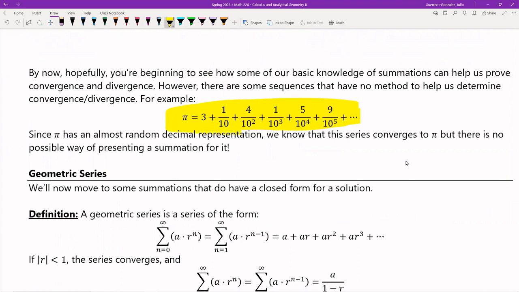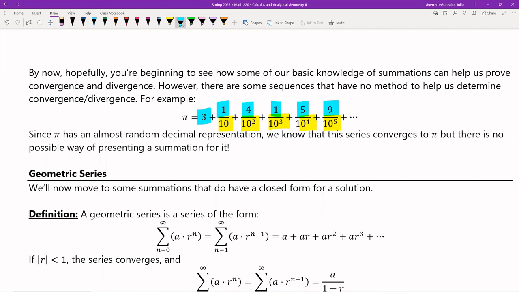Okay. This is a decimal representation of pi. If you take a look, the bottom does have a pattern. It's going to be 10 to the n. But then the top, the 3, 1, 4, 1, 5, 9, those are the decimals from pi. So this summation does converge to pi.